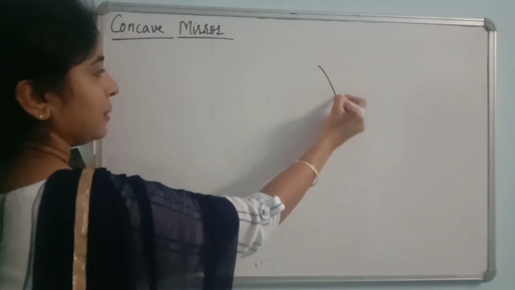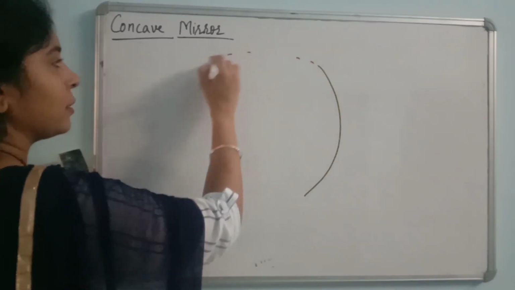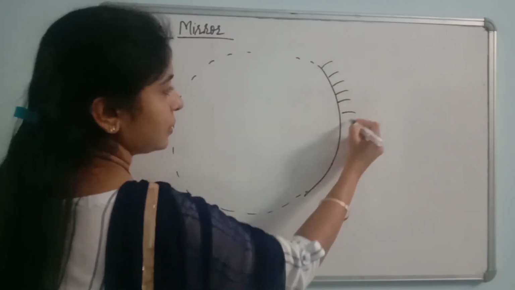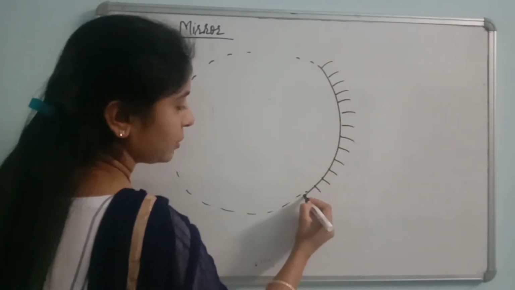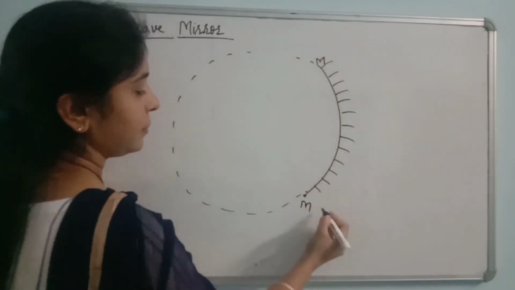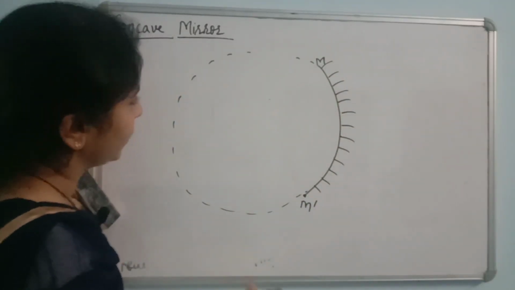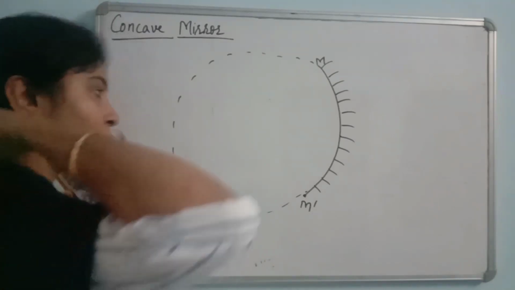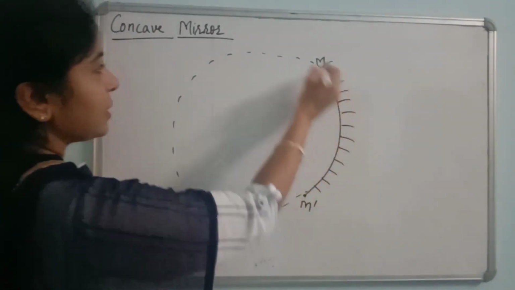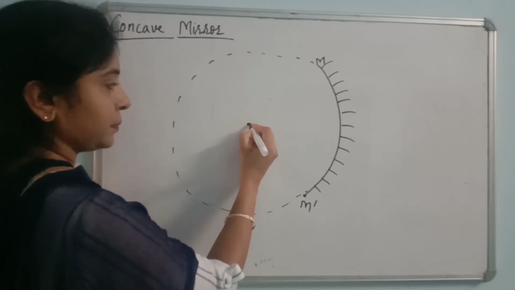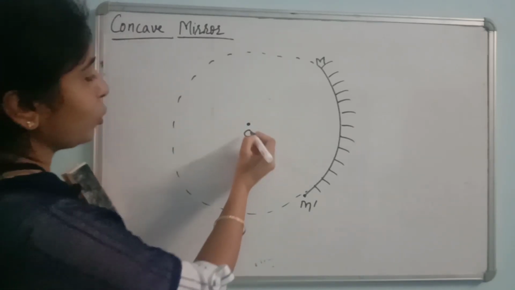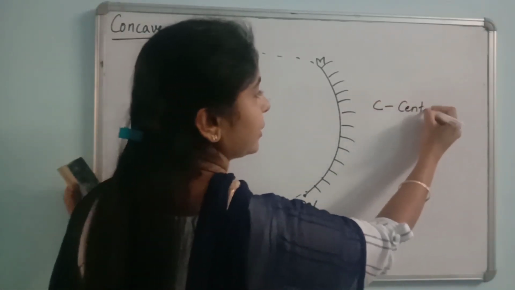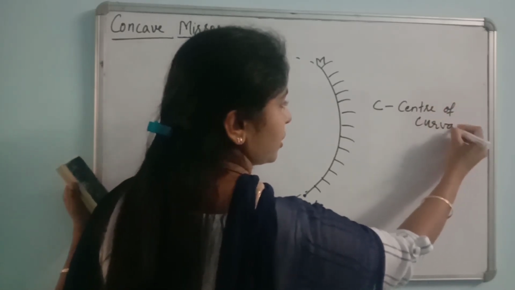Let this be a concave mirror, which we name M dash, and let this be the imaginary sphere of which this mirror is a part. Firstly, the center of this sphere we denote with C, and this C is the center of curvature.